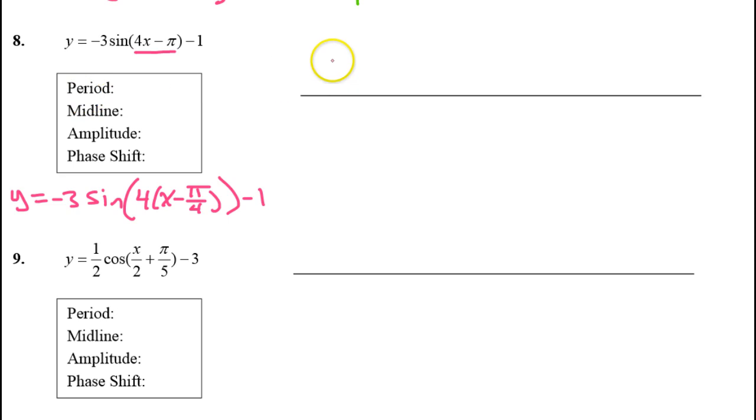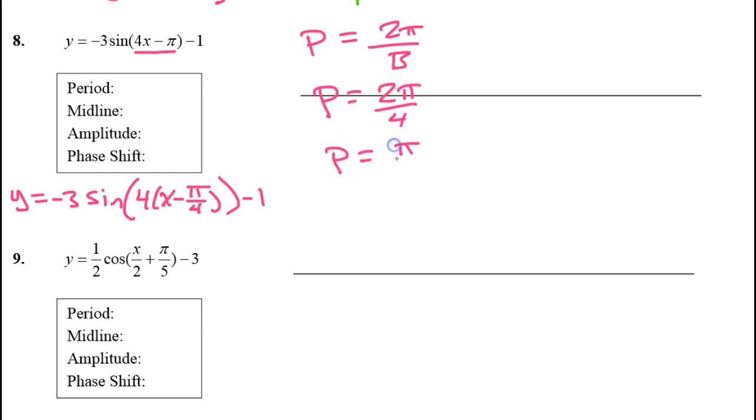All right, the period. We know that the period is 2 pi divided by the b value. So in this case, the b value is 4. So that means the period is going to be 2 pi divided by 4, which means the period is pi over 2. Okay, so the period is pi over 2.